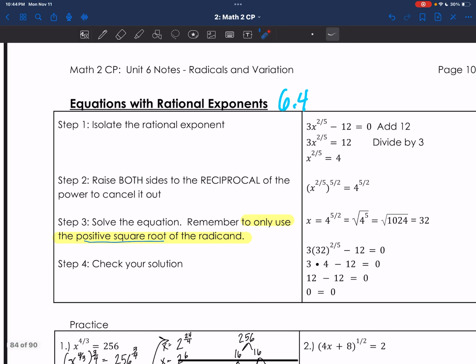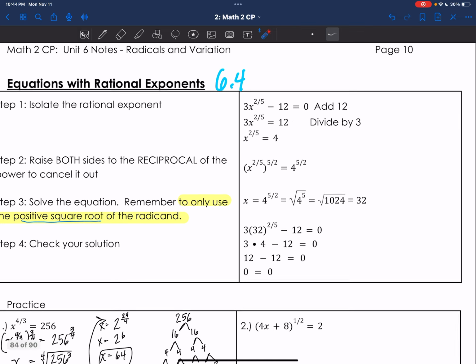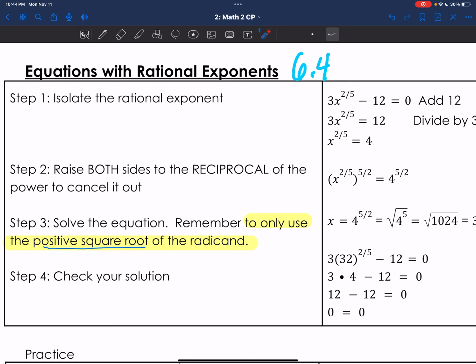Now, here's the cool part. You want to multiply both sides by the reciprocal of the power. When it cancels out, it's because your exponent equals 1. If you take 2/5 times 5/2, it equals 10 over 10, which equals 1. So that's what we're doing here, getting x over 1 equals this.